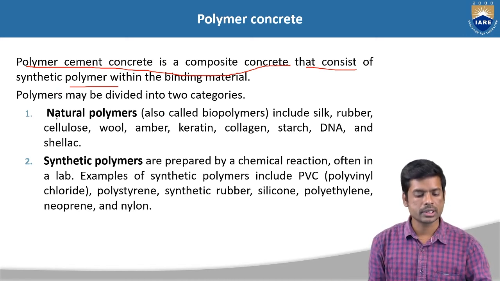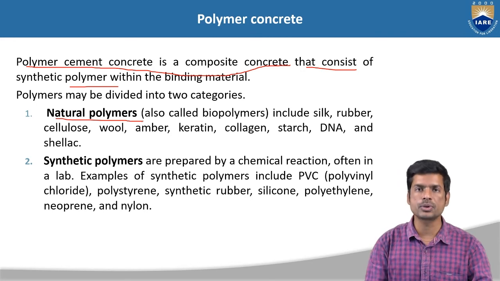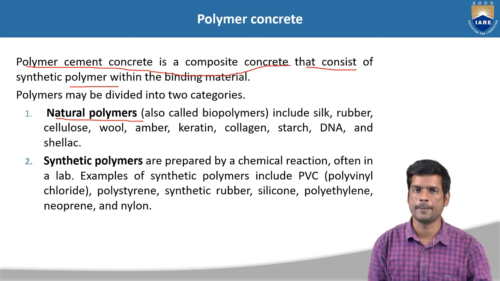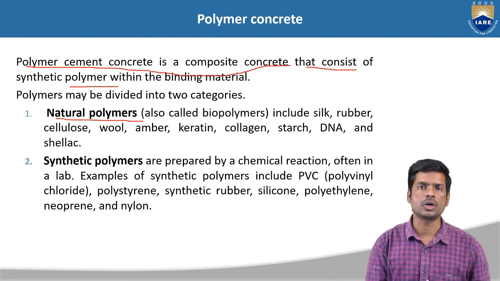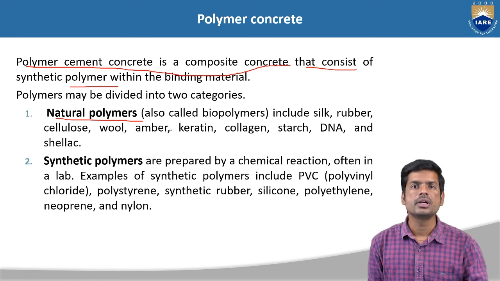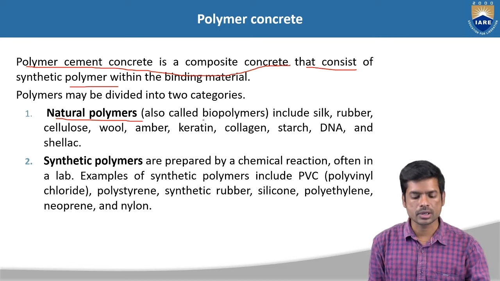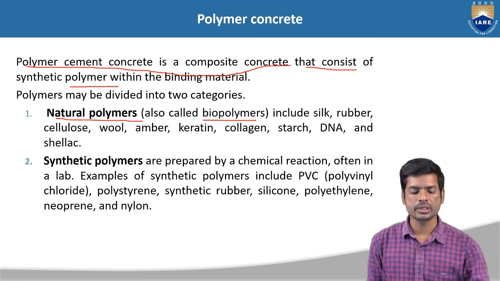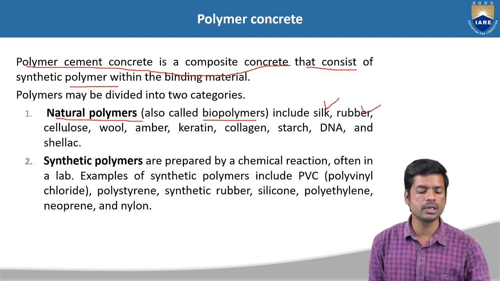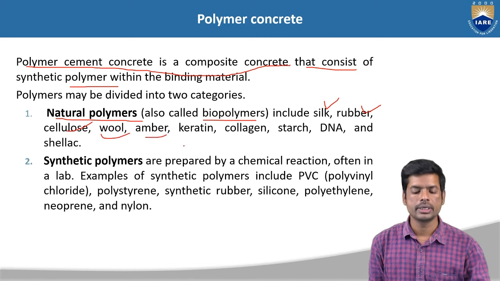The first one is natural polymers. That means we are getting these polymers naturally without any processing, without adding any other materials. These are naturally available polymers, and these are also called biopolymers. These natural polymers include silk, which we get naturally, and rubber, and cellulose material, wool and amber, keratin, collagen and starch and DNA and shellac.